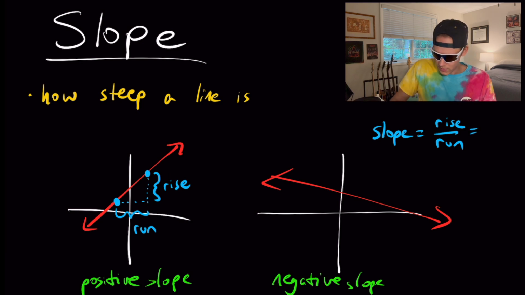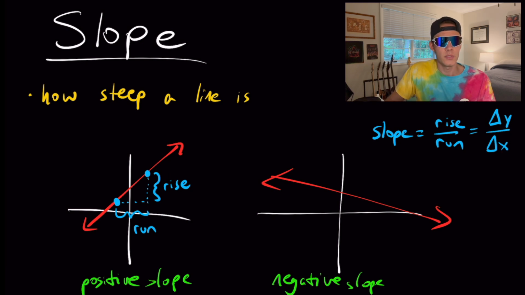Or you might see it written like this, your change, right? This triangle is a Greek letter called delta, and it just means change. So the change in your y values between those 2 points divided by the change in the x values between those 2 points.